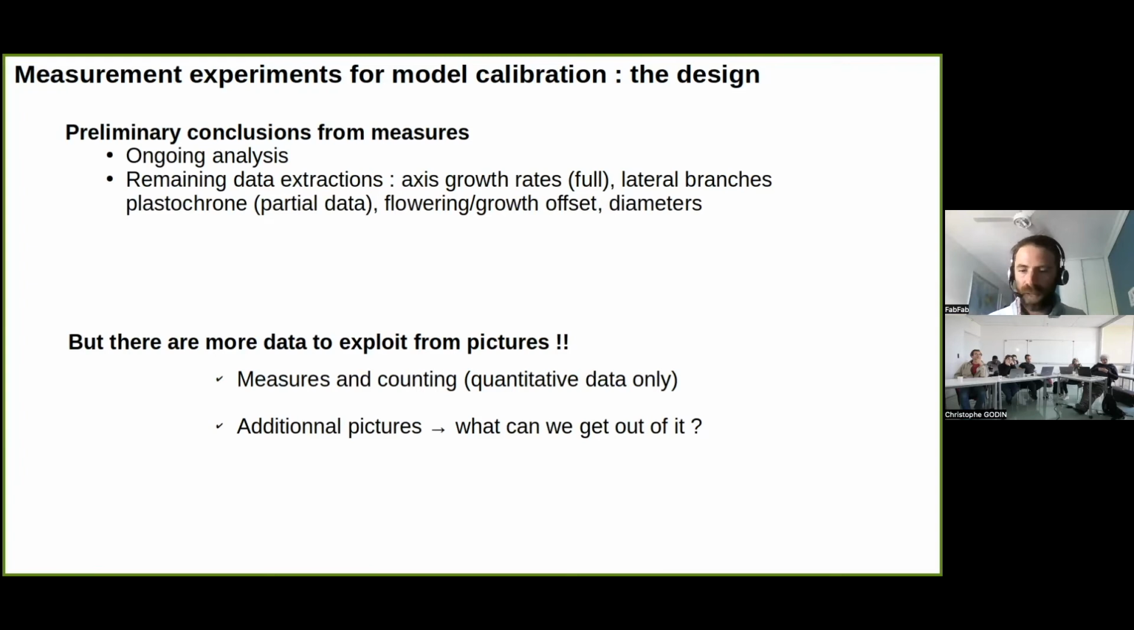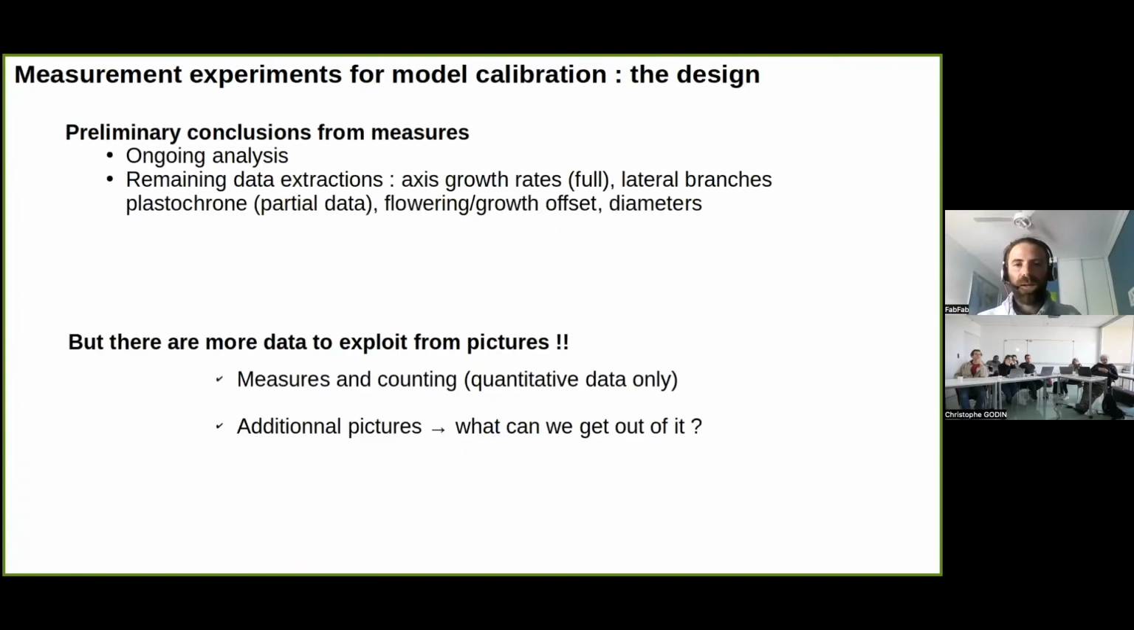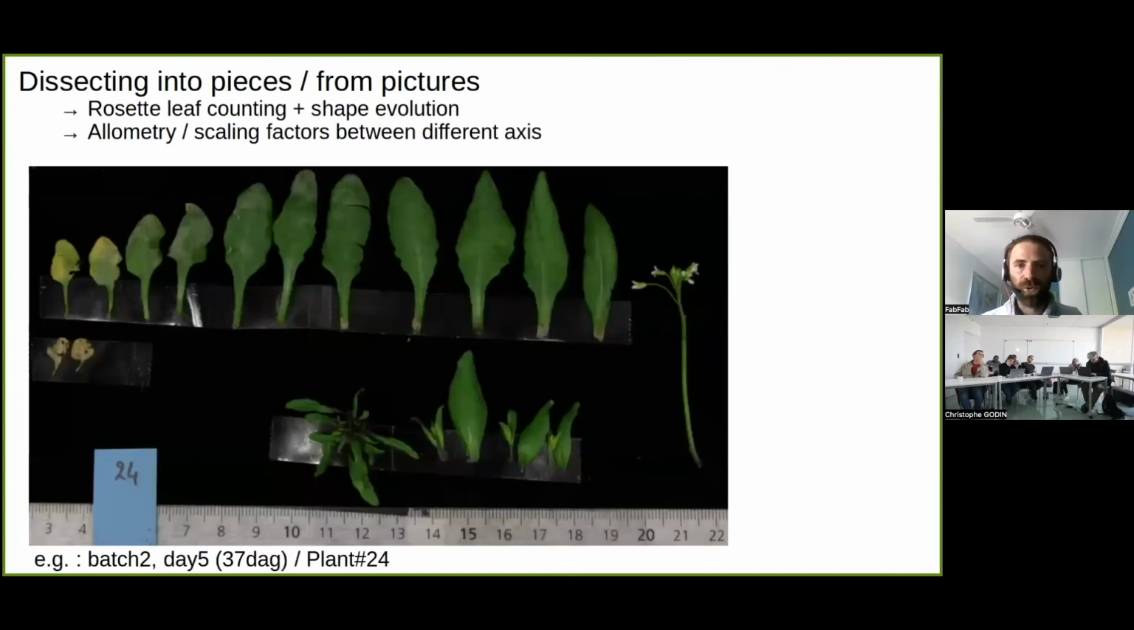Okay, and just maybe to finish, I will present you. So all this I measured by counting or measuring, and I wrote down the results of my measures. And I also have a lot of pictures now that we can analyze. So I will show you, for example.